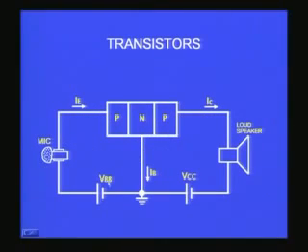Now what I have done is I have used a battery VBB on the left side between the emitter and base. This is a PNP transistor, and on the right side I have used a large voltage source VCC between the collector and the base region. Now what is going to happen? I connect a microphone here, and on this side I connect a loudspeaker.